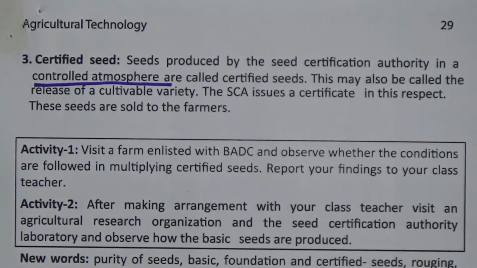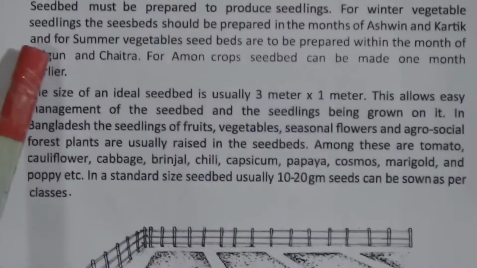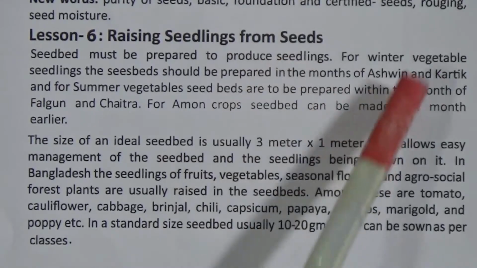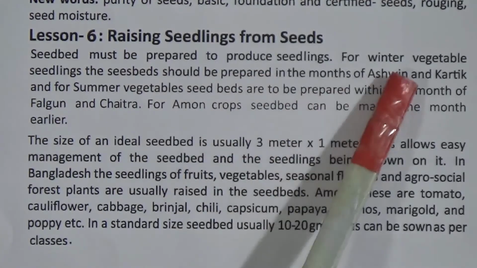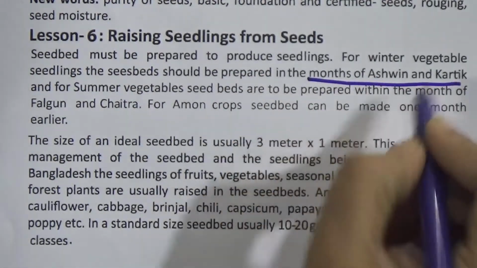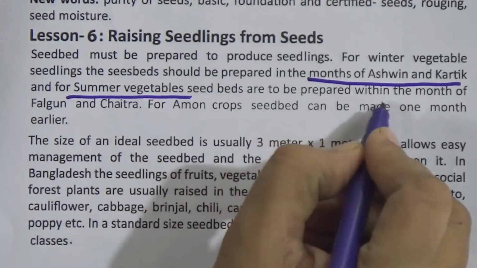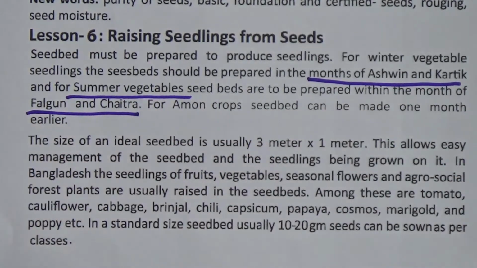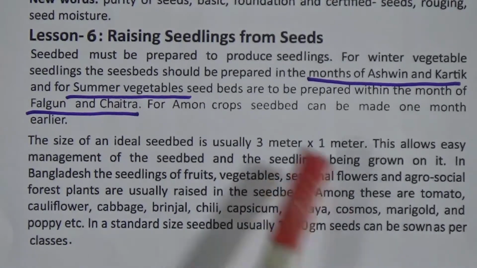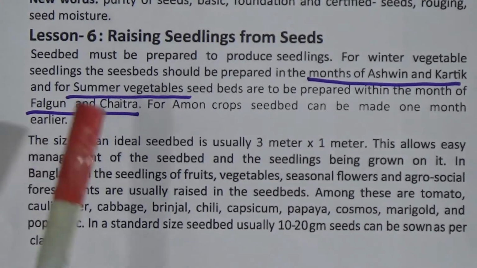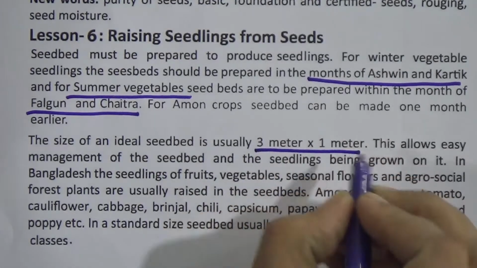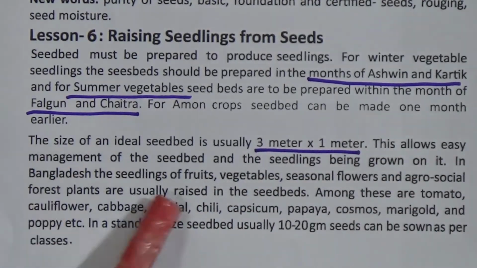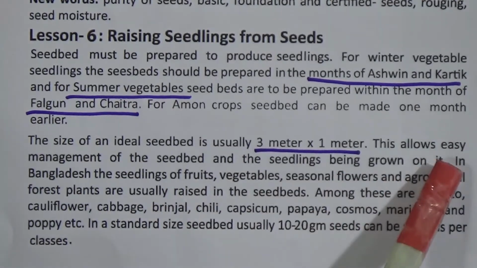Now, after knowing about the quality of seeds, come to lesson 6, raising seedlings from seeds. A seedbed must be prepared to produce seedlings. For winter vegetables, the seedbeds should be prepared in the months of Ashin and Kartik. For summer vegetables, seedbeds are to be prepared within the months of Falgun and Chaitra. For almond crops, the seedbed can be made 1 month earlier. The size of an ideal seedbed is usually 3 meters by 1 meter. This allows easy management of the seedbed and the seedlings grown on it.